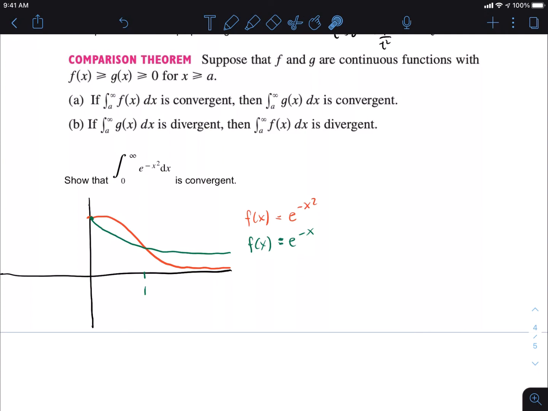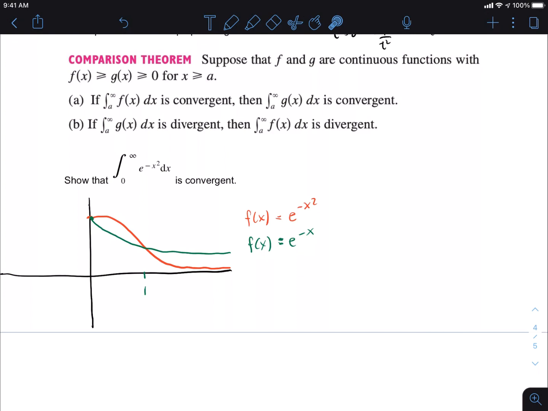Okay? If I am able to show that e to the negative x converges, it's got a bigger area than the e to the negative x squared. Do you guys agree? Yes. Agreed. Okay, so if I show that this converges, by default, this has to converge as well. Agreed? Agreed.